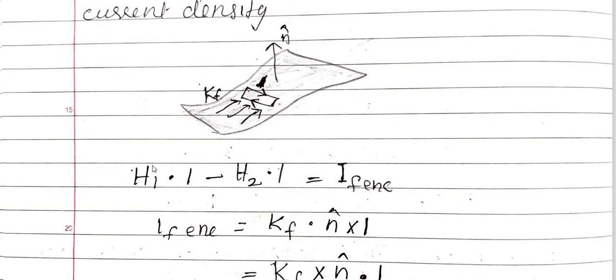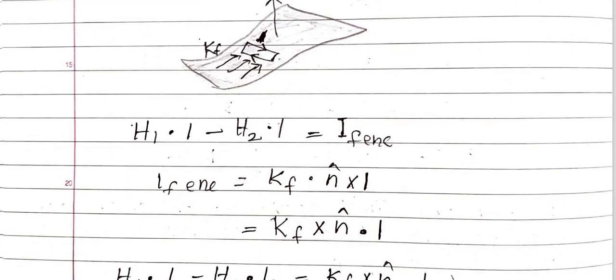So we can write this as the first equation. H1 and H2 are the values of H above and below the surface. So here on the upper surface it is H1 dot L minus H2 dot L. This is equal to I_F enclosed. This I_F enclosed can be written as Kf, the surface current density, current flowing per unit length, so Kf dot n cross L. We know that this is a triple product. This can also be written as Kf cross n dot L.